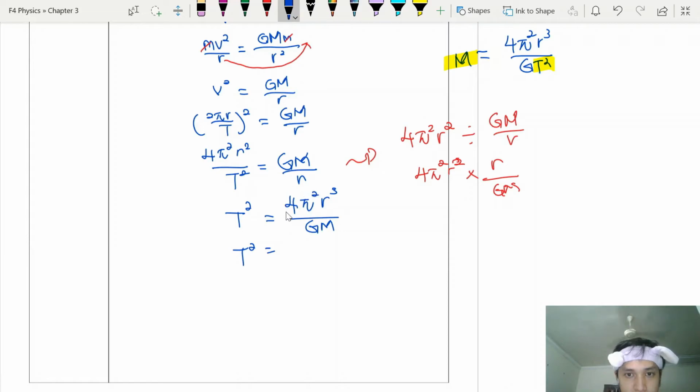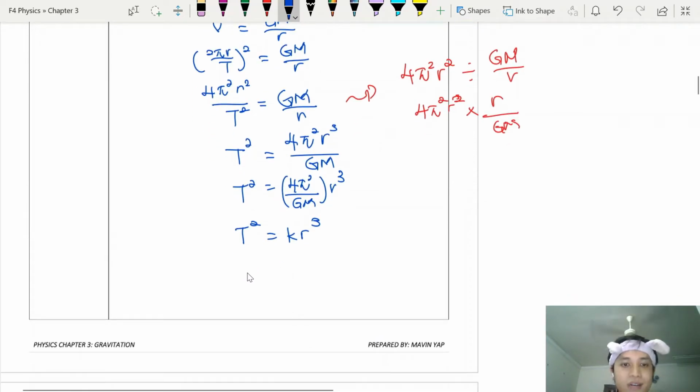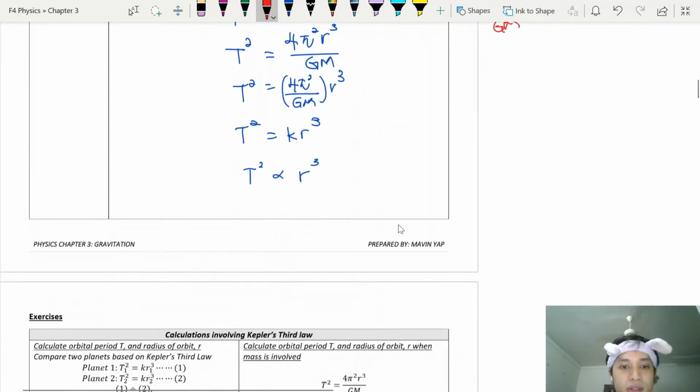Since this part here, 4 pi squared over GM, we know that these values will always be the same. Meaning here is a constant, it will always be the same. Therefore, we can simplify the equation so that it becomes like this, meaning that this is a constant. And that is how they were able to derive the relationship, whereby T squared is directly proportional to your distance cubed. Now which tool will you be using for your calculation?